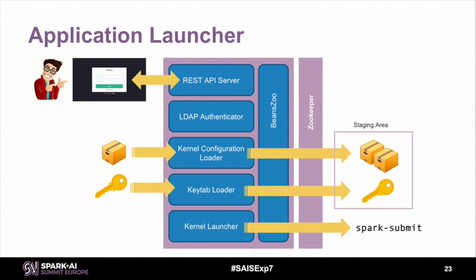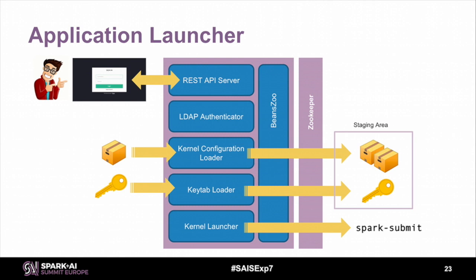Now, this is an overview of the launcher. This is an application running on an edge node, and we have a user authentication. At this point, it performs the LDAP authentication. It loads the specific configuration for the kernel for that user. It loads the specific GitHub for that user, and the kernel is launched using basically a Spark submit on the cluster.